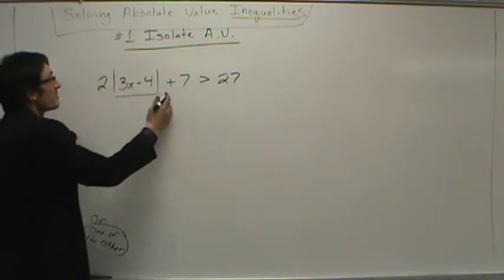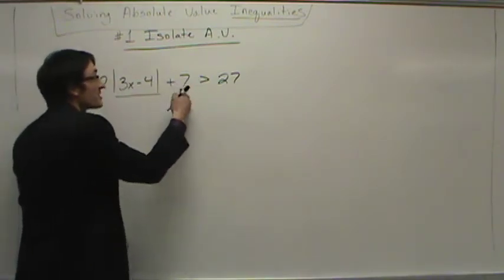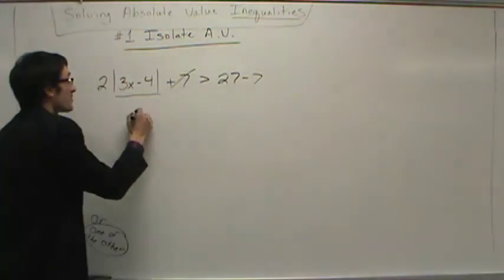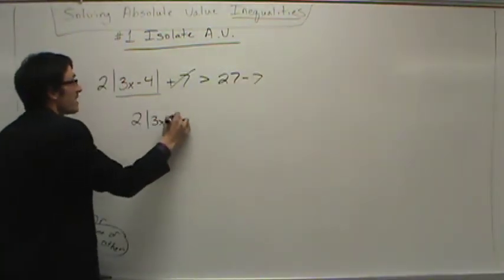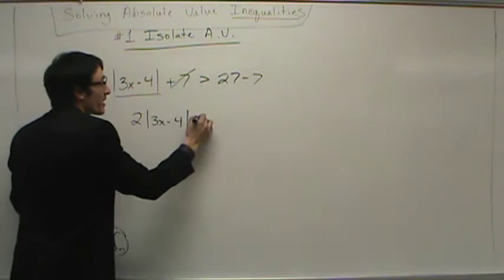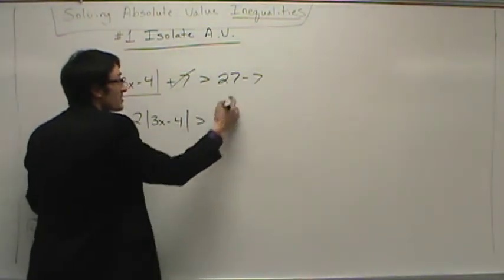Which one do we start with? Well, hopefully you say 7. We start with what's being added. Subtract 7, cross it out. 2 times the absolute value of 3x minus 4 is what? Greater than 27 minus 7 is 20.